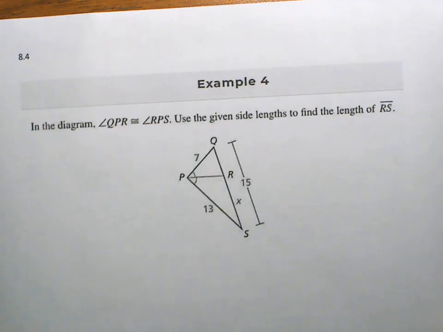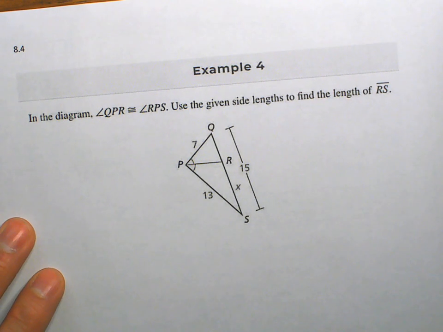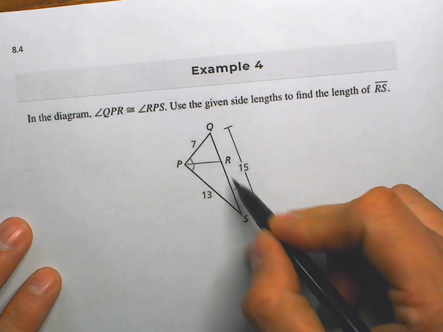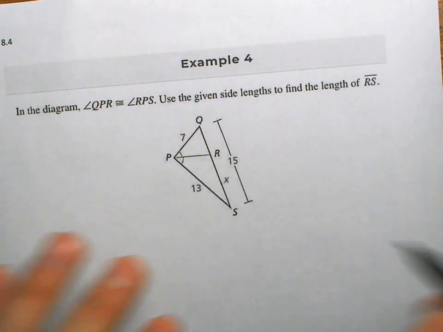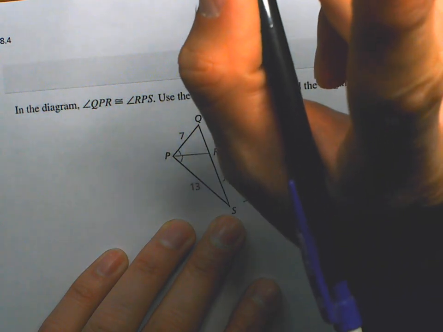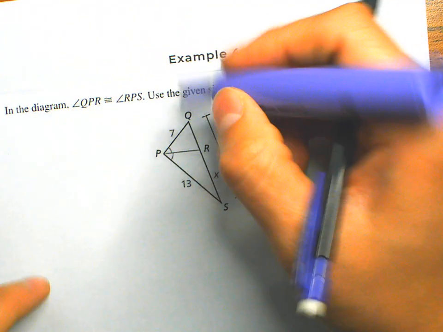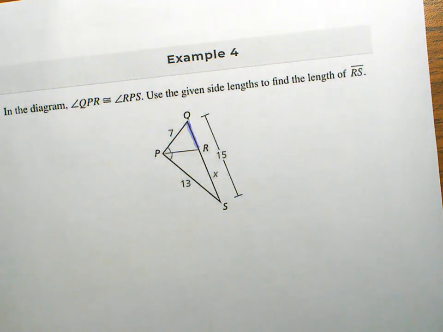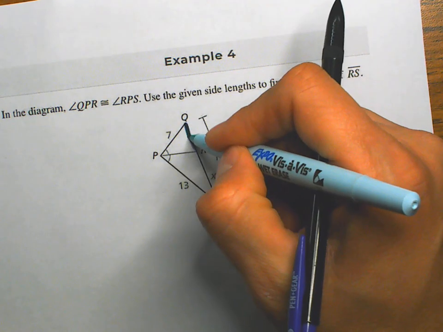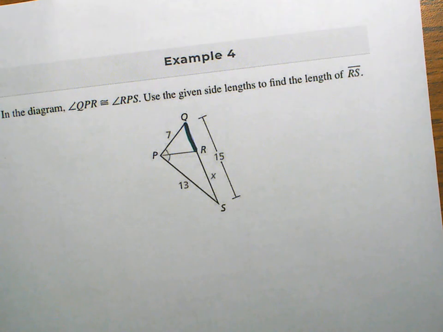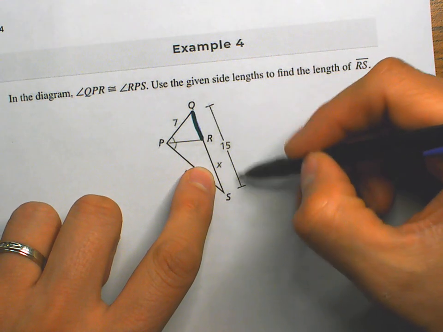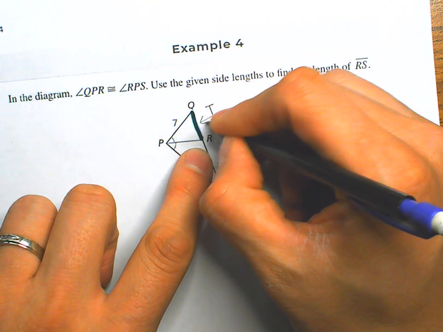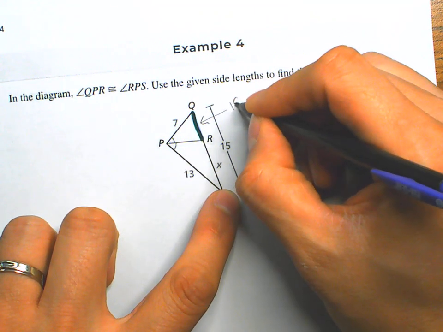Let's look at the last example. In the diagram, use the given side lengths to find RS. So we need to find out what RS is, so we're looking for x. Here's the part where people get really confused, because I am trying to see what this right here is going to be in terms of x. Let me see if I can get a different color. Try green. We need that distance right there. So this is x and this is 15. So this little distance right there is going to be 15 minus x.